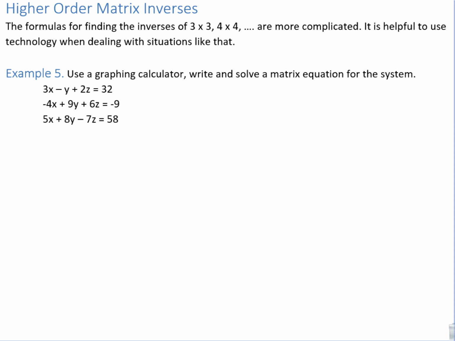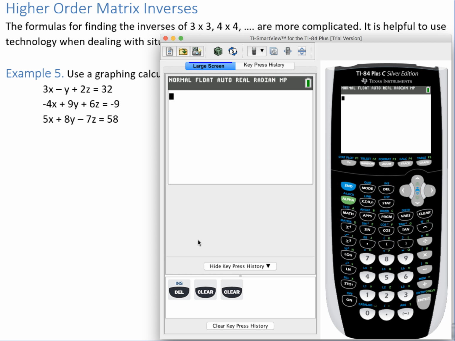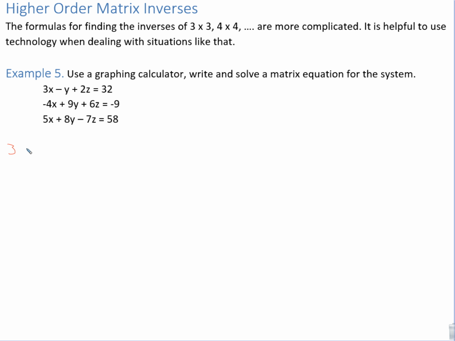So I'm going to go ahead and put a graphing calculator up here. But first we're going to write our equation here. And so we know we can do a coefficient matrix. So make sure you copy everything correctly. So we have 3, -1, 2, -4, 9, 6, 5, 8, -7. That's our coefficient matrix, or our A.